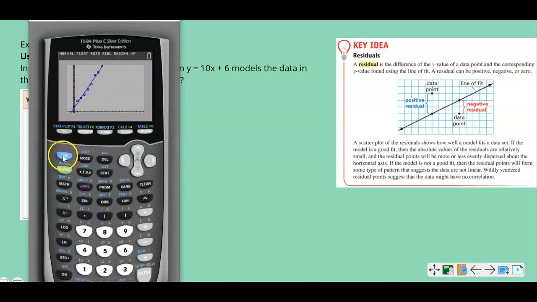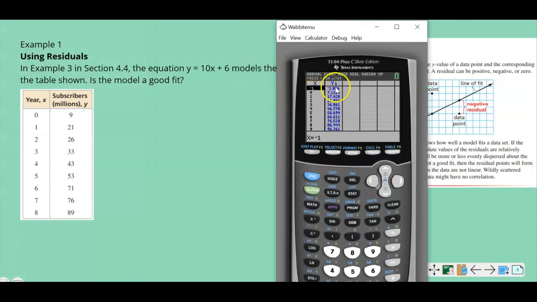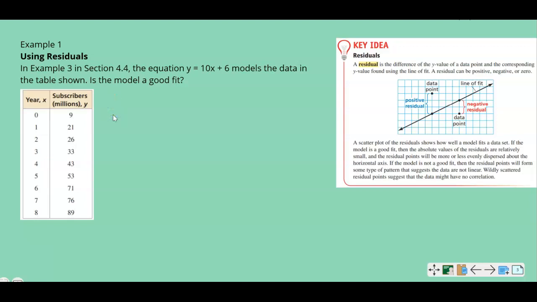So what good is that? Now I can do Second Table. It gives me a table of values, my x's and y's. So if I want to come over here and find out what my residual is, I can put my y value from model.